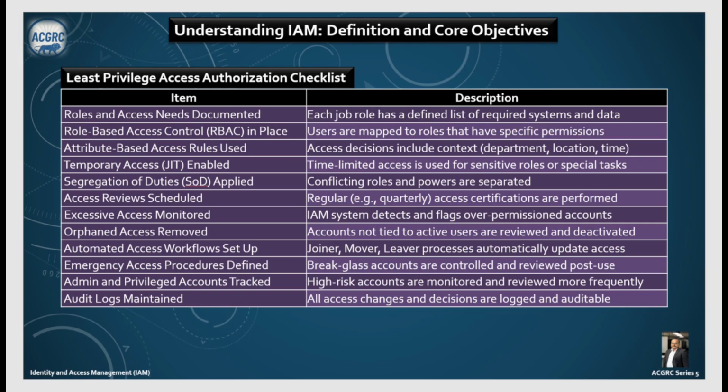Map the users to roles that have specific permissions. Access decisions should include the context: the department, location, time. Time-limited access is used for sensitive roles or specific tasks. That is enabling just-in-time access, ensuring there is SOD, that is segregation of duty, ensuring the role-based access is in place.